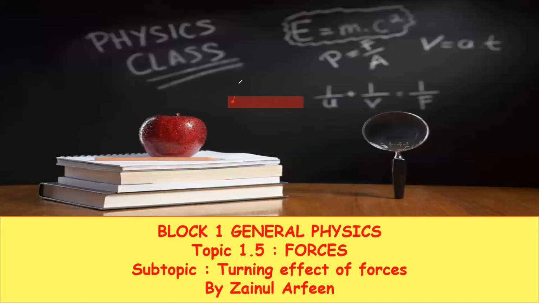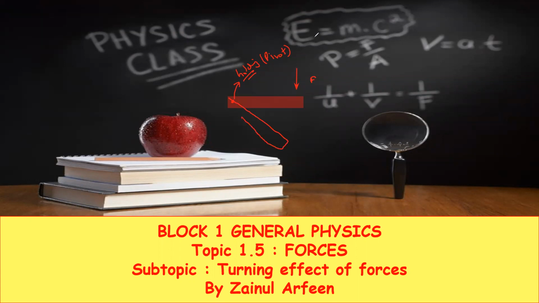So the point where I'm holding the ruler or a scale, that point is known as the pivot. So the point where we are holding the object, that is known as the pivot. So if I apply the force on this ruler, what I will observe is that this ruler will rotate.